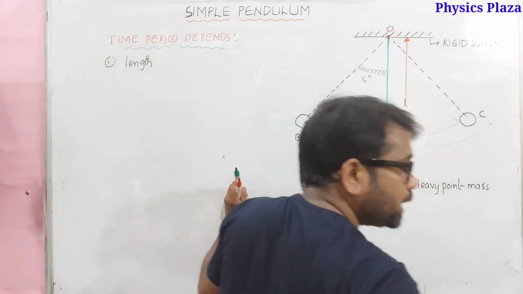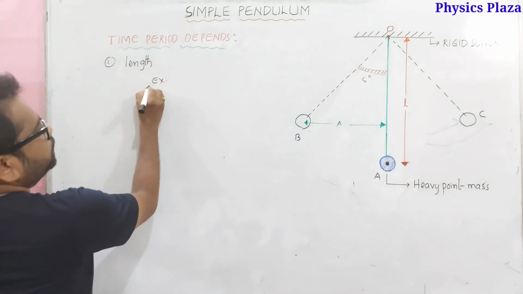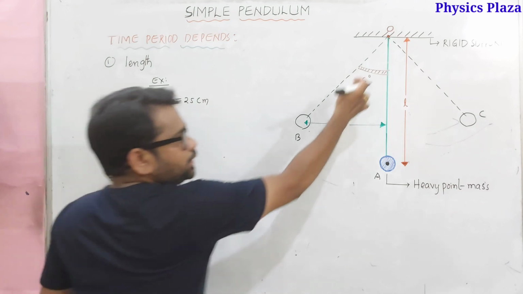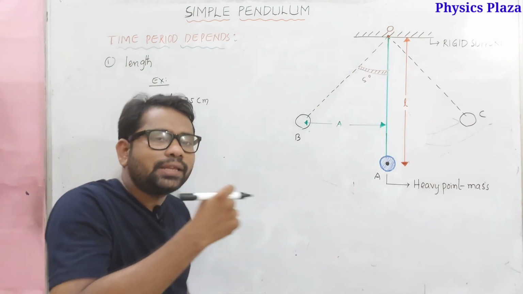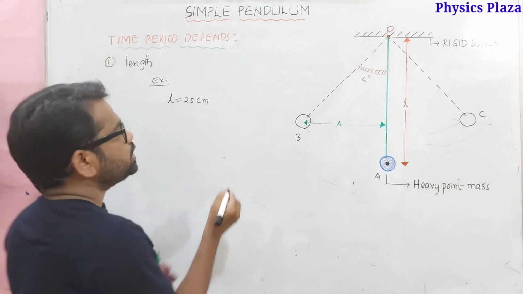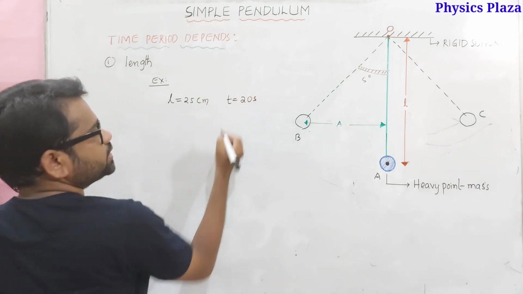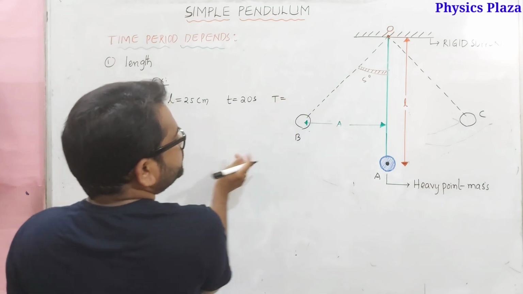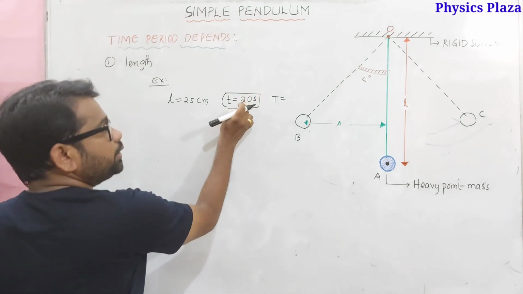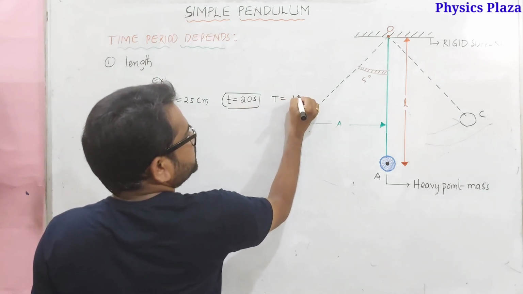Experimentally, it has been observed that, for example, if the effective length is 25 centimeters, it takes 20 seconds to complete 20 oscillations. Means small t is equal to 20 seconds. Then children, what is the time period? Time period is equal to small t by 20, because 20 is the number of oscillations. The time taken to complete 20 oscillations divided by 20 gives one oscillation. So you will get 1 second.